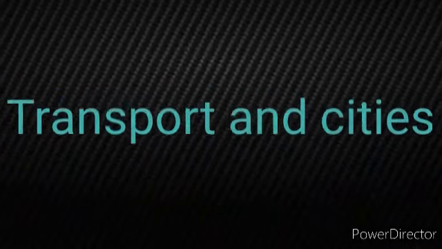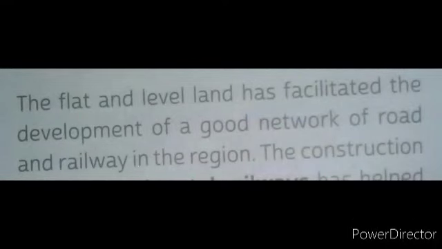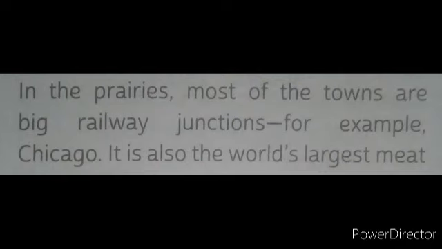Transport and cities. The flat and level land has facilitated the development of a good network of roads and railways in this region. Railways have also helped in transporting the farm products to the consuming centers and the port towns. And inland waterways are used for carrying bulky goods and people. Most of the towns are connected with air service. In the prairies, most of the towns are big railway junctions, for example, Chicago. Winnipeg is called the gateway to the prairie.